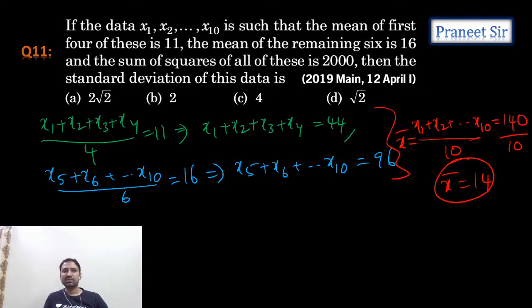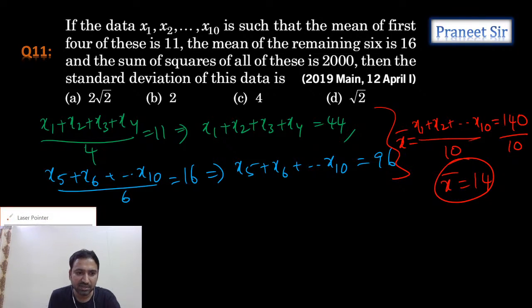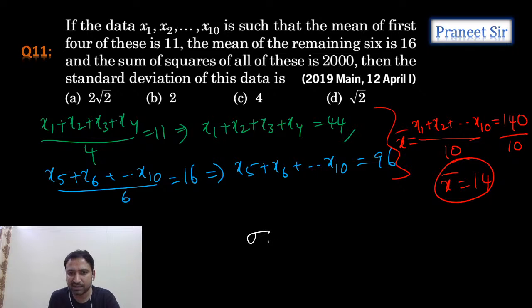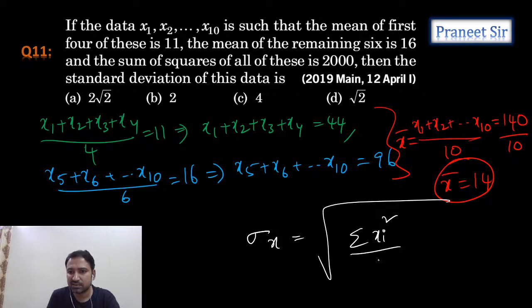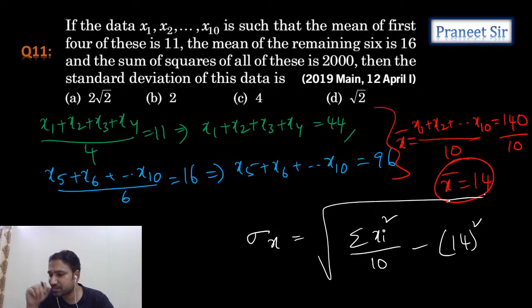What next? Standard deviation we need to calculate. So what is the formula to calculate standard deviation, guys? Standard deviation sigma_x is equal to the square root of sigma xi square by n, where n is 10, minus mean whole square. Mean whole square is 14 square. Guys, is it clear?